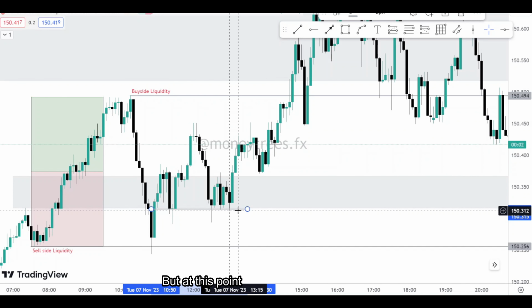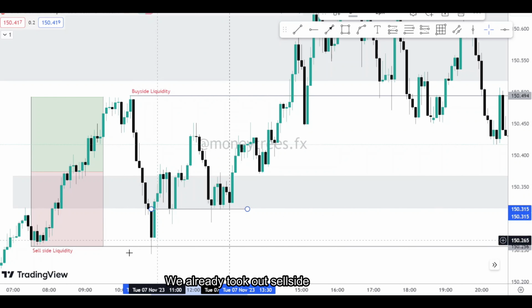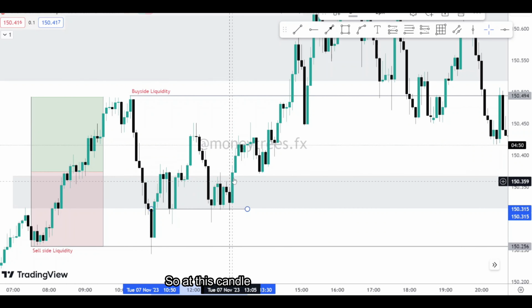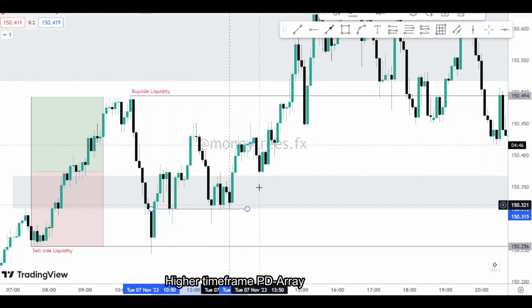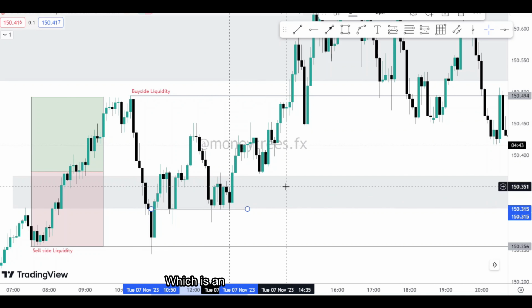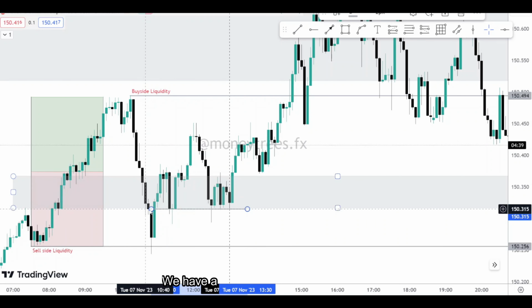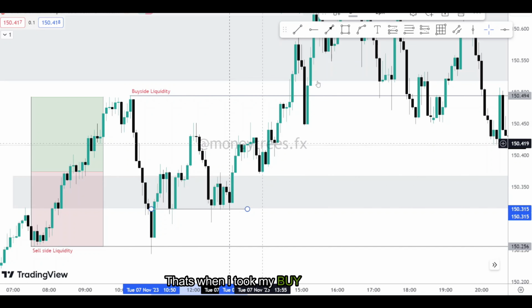But at this point, I saw that we already took out sell side. So the only thing that's left is buy side. You can see we have equal highs. So at this candle, I understood that we're inside of a higher time frame PD array, which is an H1 favorable gap. We're ready to sell side. We have an order block. We have a signature, which is the body aligning with the order block. When we traded higher, that's when I took my buy.